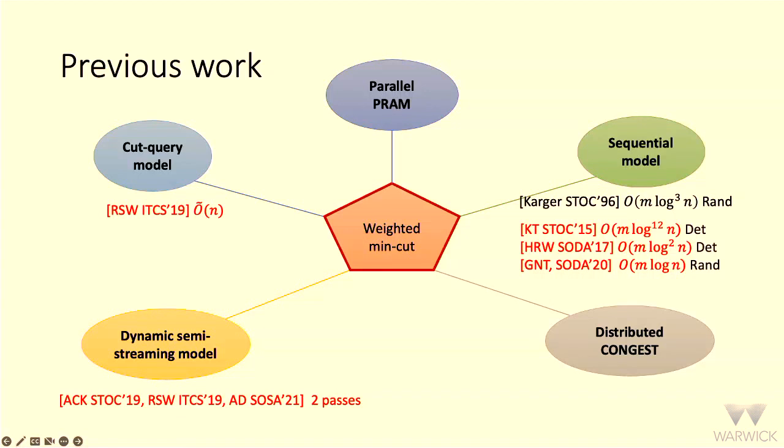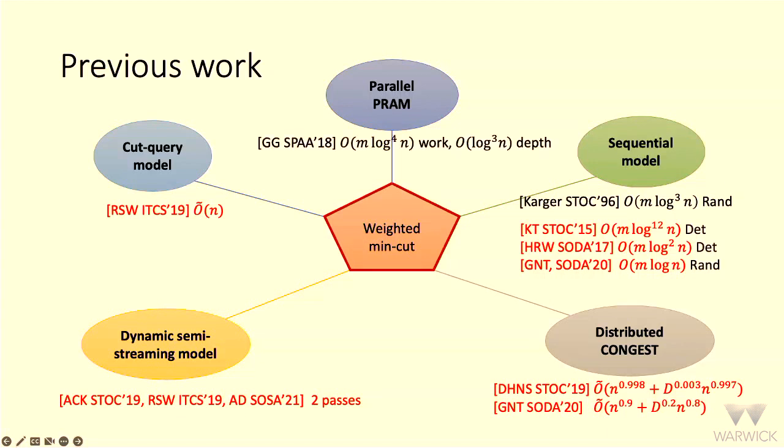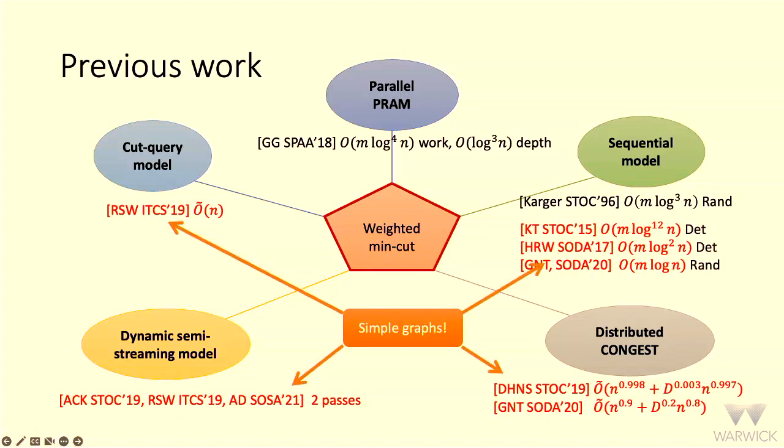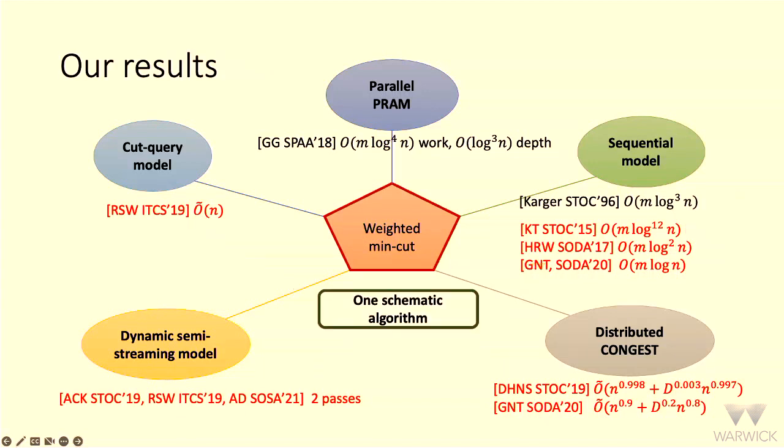For semi-streaming, there is a two-pass algorithm. There is a CONGEST algorithm, with absolutely appalling constants over here. And there is a PRAM algorithm as well. And these things are red because they are all just for simple graphs. Nothing works over here for weighted graphs except Karger's algorithm over here.